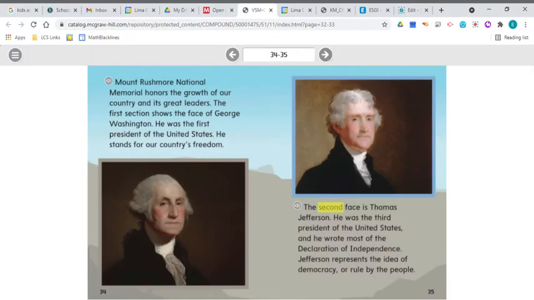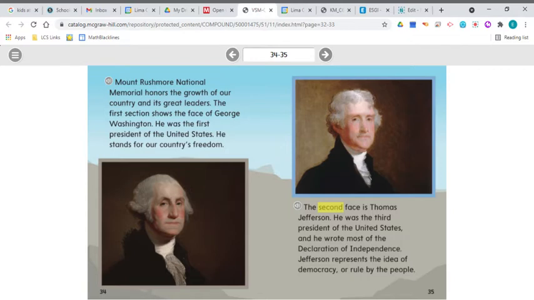Mount Rushmore National Memorial honors the growth of our country and its great leaders. The first section shows the face of George Washington. He was the first president of the United States. He stands for our country's freedom. The second face is Thomas Jefferson. He was the 3rd president of the United States, and he wrote most of the Declaration of Independence. Jefferson represents the idea of democracy, or rule by the people.